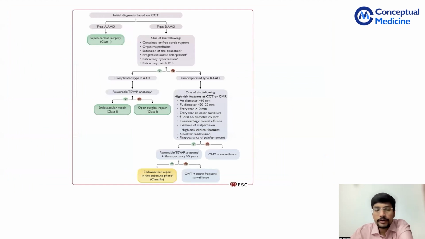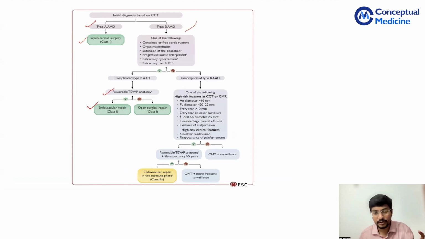If you have done a contrast CT and diagnosed a dissection, the management changes based on the type of dissection. If it is type A dissection, then you refer for open surgery. Type A dissections cannot be treated percutaneously. Type B dissection, if it has any one of the high risk features or complications like organ malperfusion, extensive dissection, refractory hypertension, or refractory pain, then if you have a favorable anatomy, endovascular repair is favored.